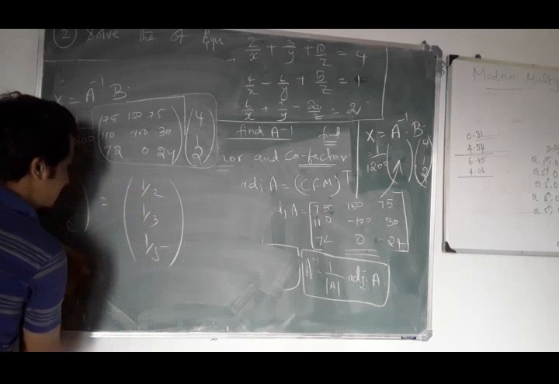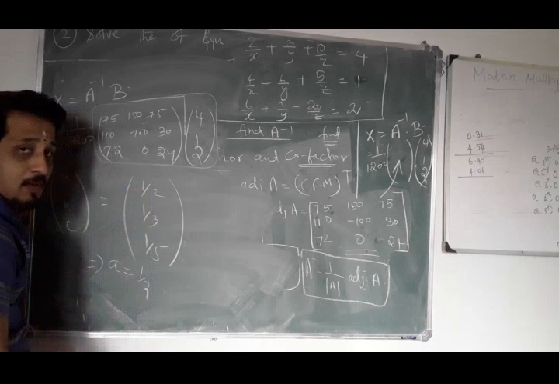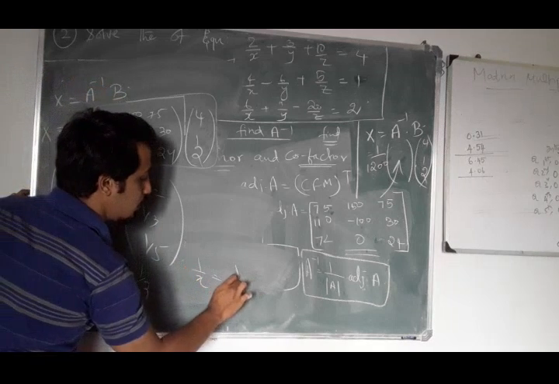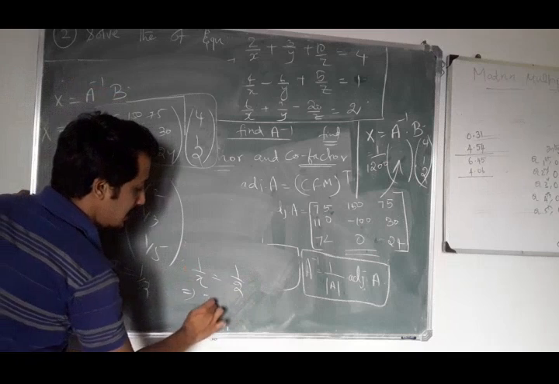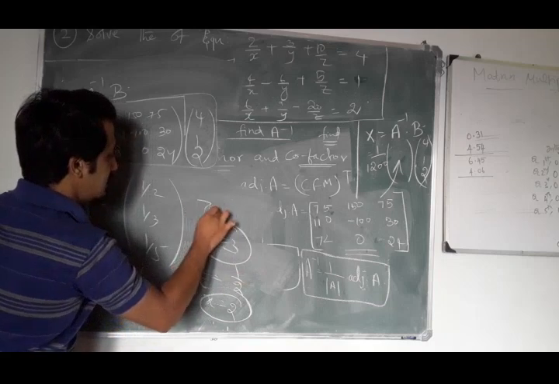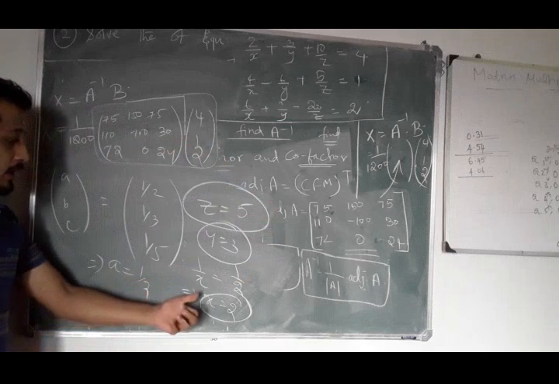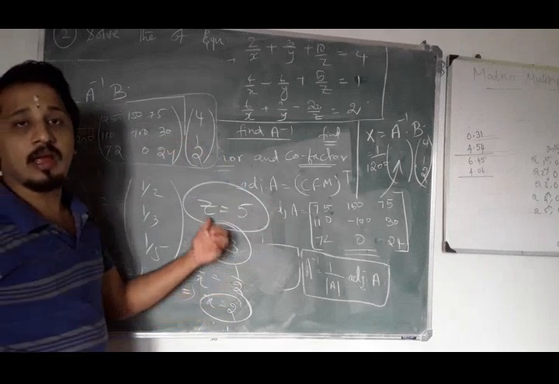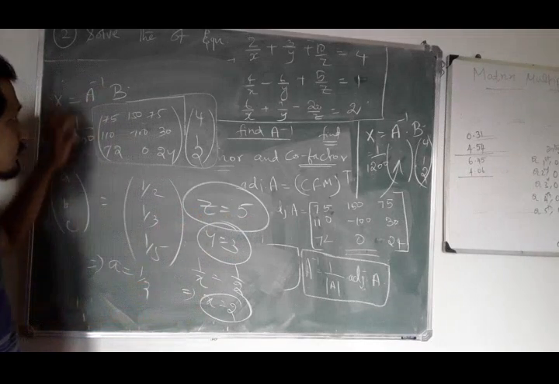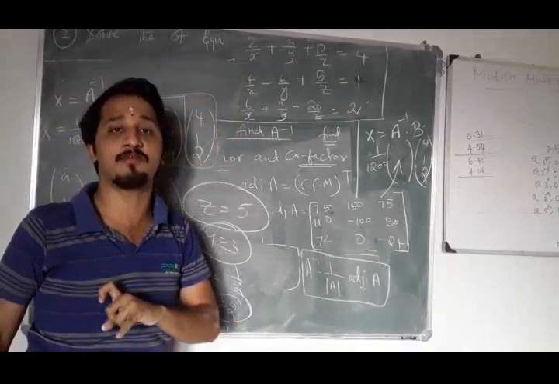See, this implies that a is equal to 1 by 2. What is a over there? a is nothing but 1 by x. 1 by x is equal to 1 by 2 implies that x is equal to 2, y is equal to 3 and z is equal to 5. This is the way you have to solve the system of linear equations in terms of 1 by x, 1 by y, 1 by z format.